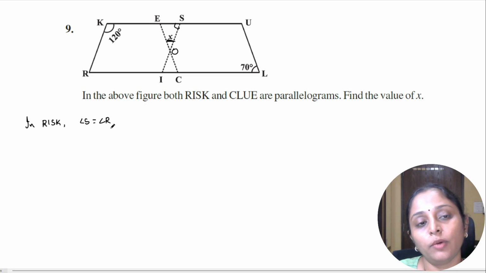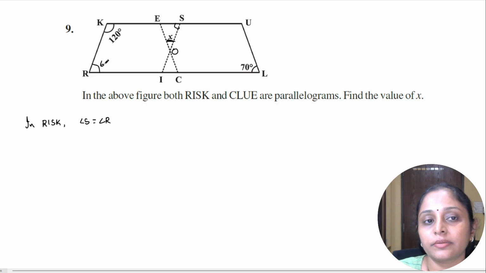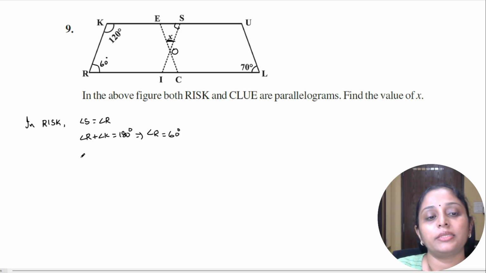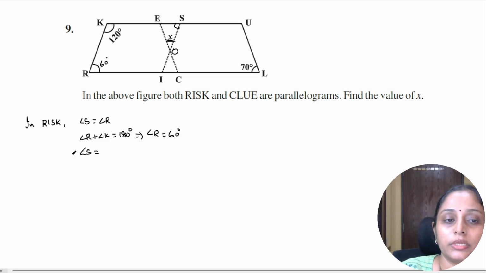Okay. Now, do I know angle R? I know angle R because these two are supplementary and this is 120, that means this is 60 degrees. Okay. So, because angle R plus angle K is equal to 180 degrees and K is 120, therefore R is 60. If R is 60, then S is also 60 degrees. Okay. Now, let's find out E.